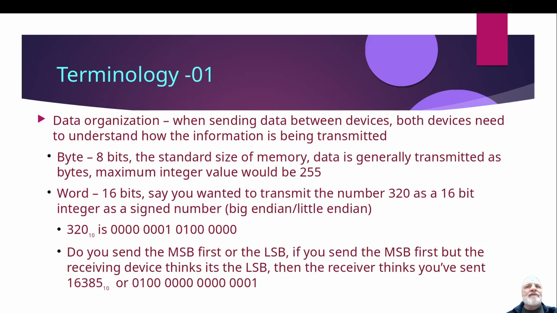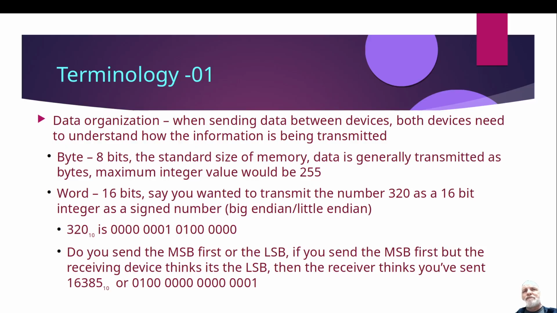We can also send the data as a double word, which would be 32 bits, or a quad word, which would be 64 bits. But we get into an issue if you're sending 2 bytes. The question is, do you send the first half, the most significant side, first, or do you send the lower side first? And this is true for storing it in memory also.